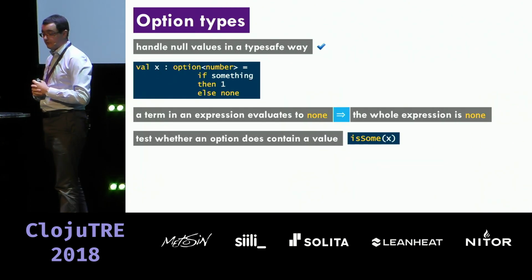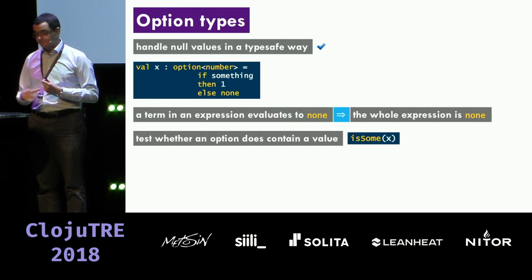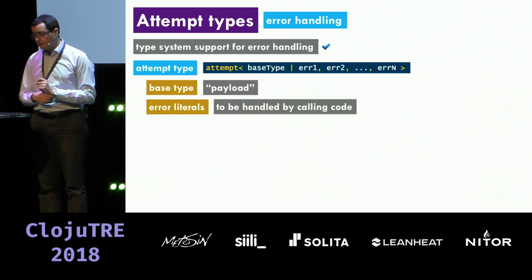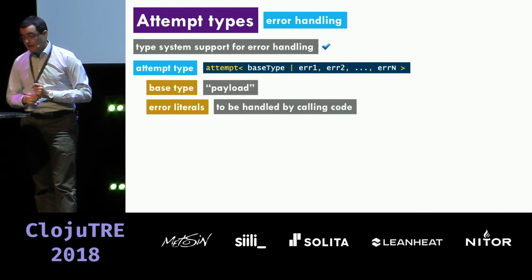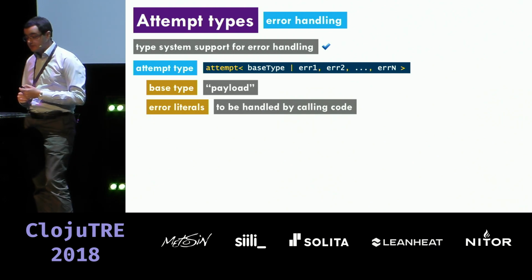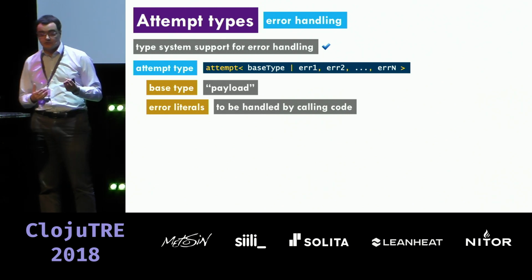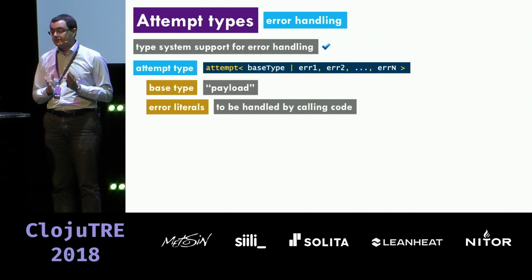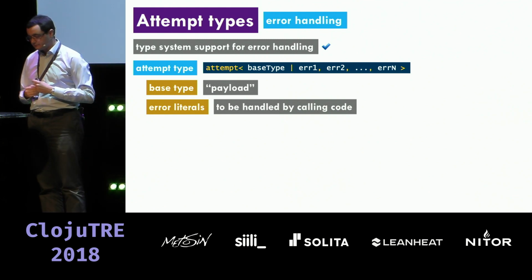Option types are for tackling null values. They are similar to the maybe monad in Haskell. KernelF provides an interesting way of dealing with exceptions through so-called attempt types. An attempt type mentions the type of the value that the function should return, and several error literals that represent, if you wish, possible errors.